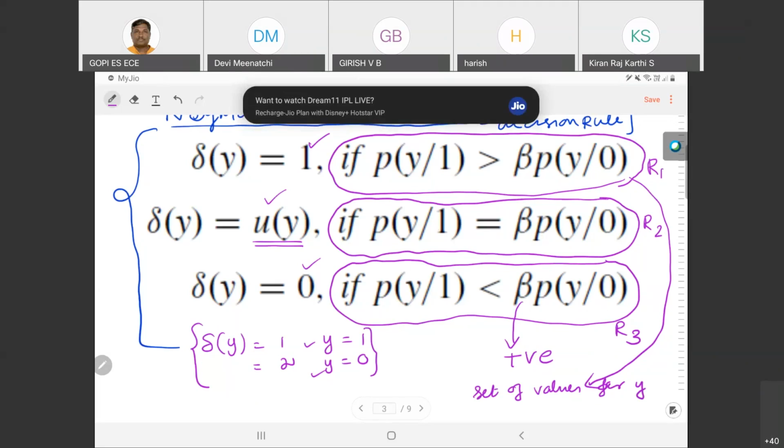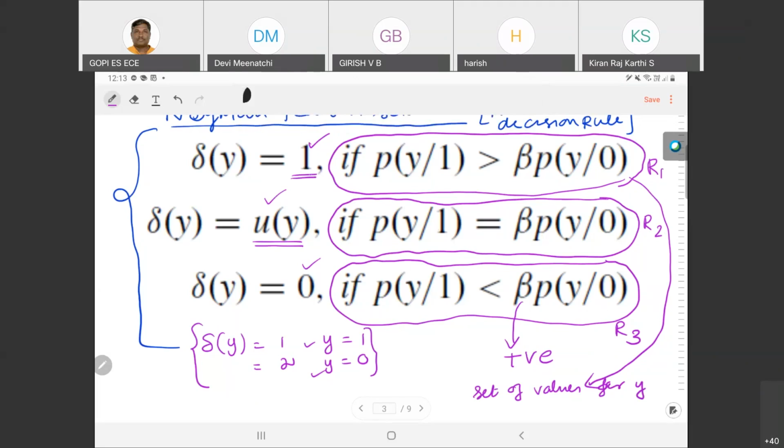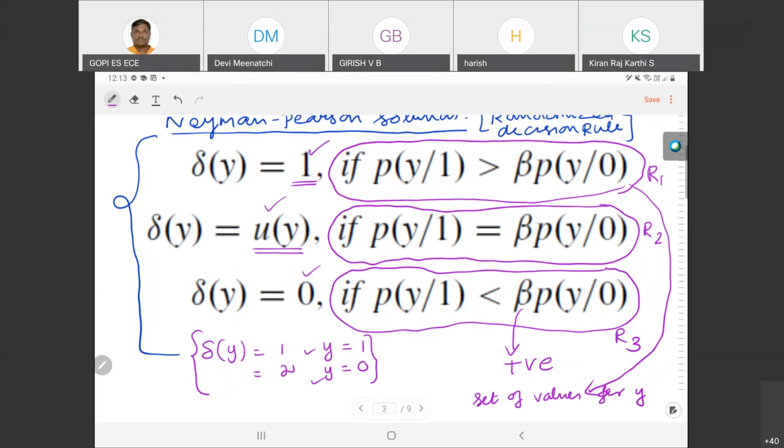For every region, we have a corresponding probability associated with that. All are in favor of 1, I mean, deciding what is being transmitted from the transmitter is 1, in favor of 1. What we had is the example for the binary channel model, and this is more general expression for the Neyman-Pearson technique. You must know the general expression also.